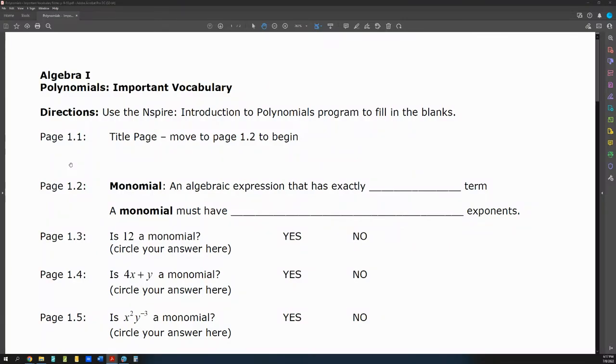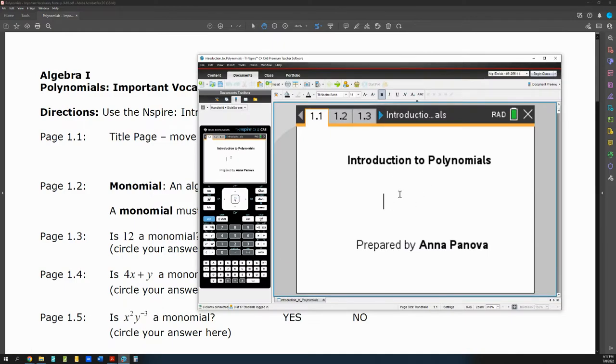Hi everyone. Today we will be completing our notes on classifying polynomials, discussing some important vocabulary when talking about polynomials. We're going to begin with the Inspire activity titled Introduction to Polynomials. If you're following along with me in class, you can follow along with the program that I've distributed to you. Or if you're following along with the video, just follow along as I go through this.